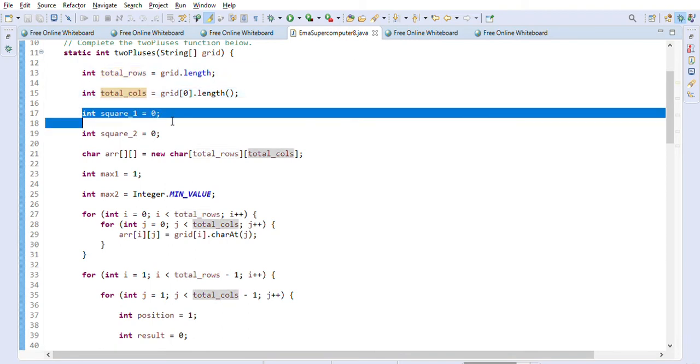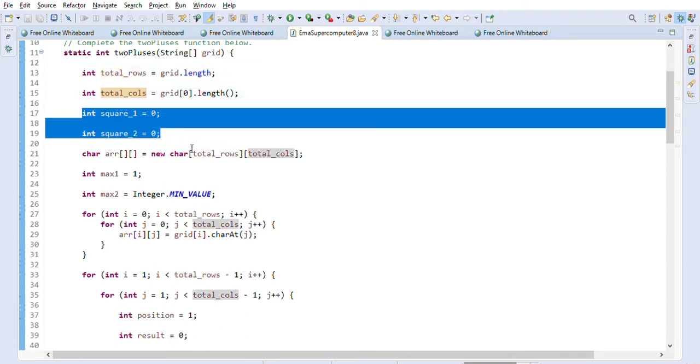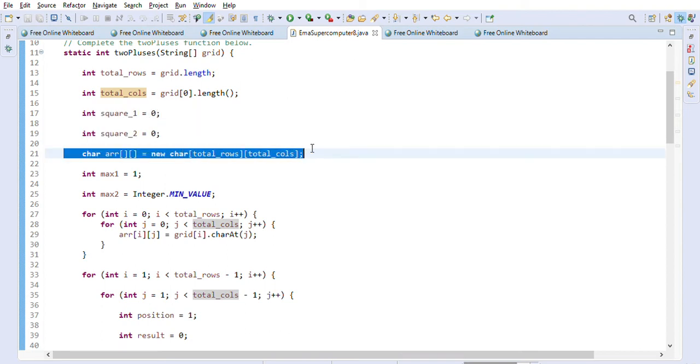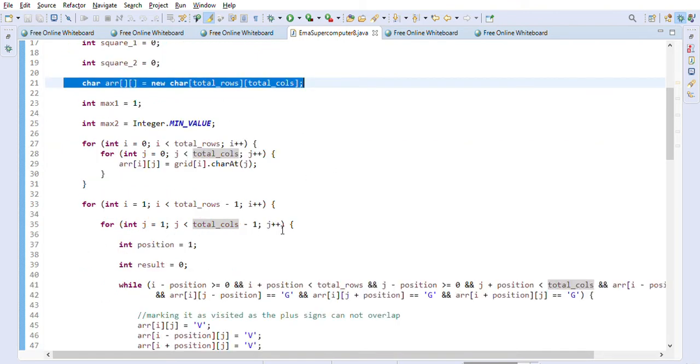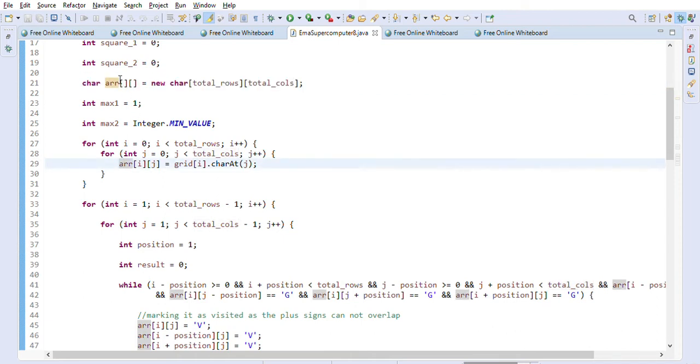We will take two variables here, square1 and square2, and we will create an array of the same size as the total rows by total columns. Why are we using it? Because whenever we visit a cell as part of a plus sign, we want to keep track of which cells we have already considered when we have seen some plus signs. For that reason we are creating this array, of the same size as the original matrix.